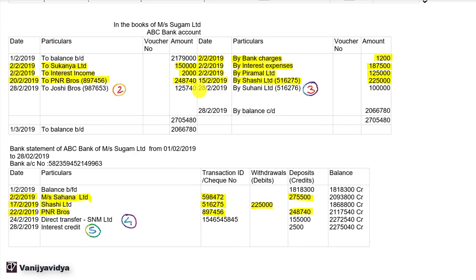Now let's see the next transaction. In the bank account credit side, 20th Feb 2019, by Suhani Limited, 516276, 1 lakh. Now this is a check issued to Suhani Limited amounting to 1 lakh, but the same is not appearing in the bank statement. So this is check issued but not presented, 1 lakh rupees. Let's prepare a working note for this and analyze the transaction.